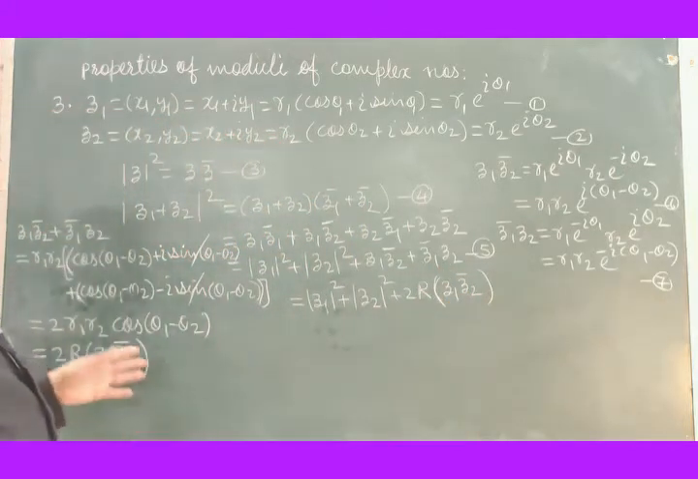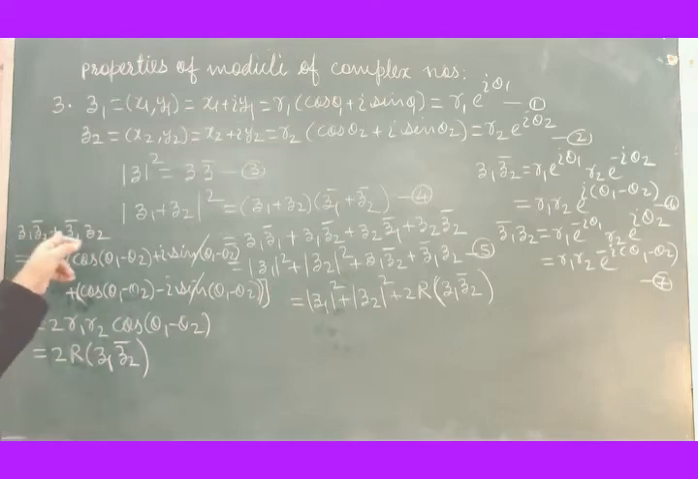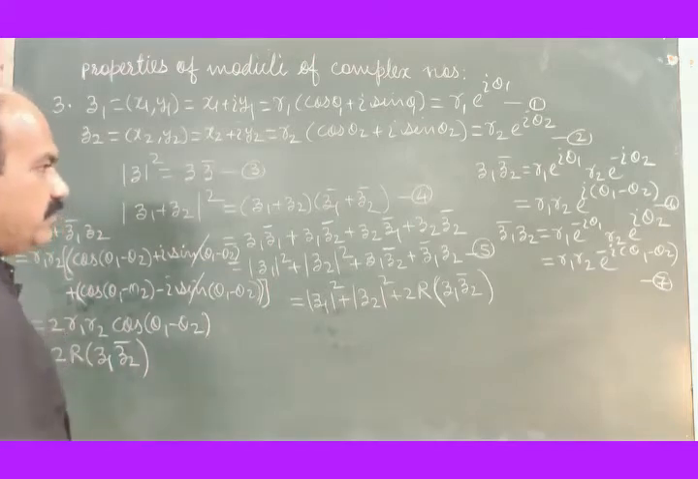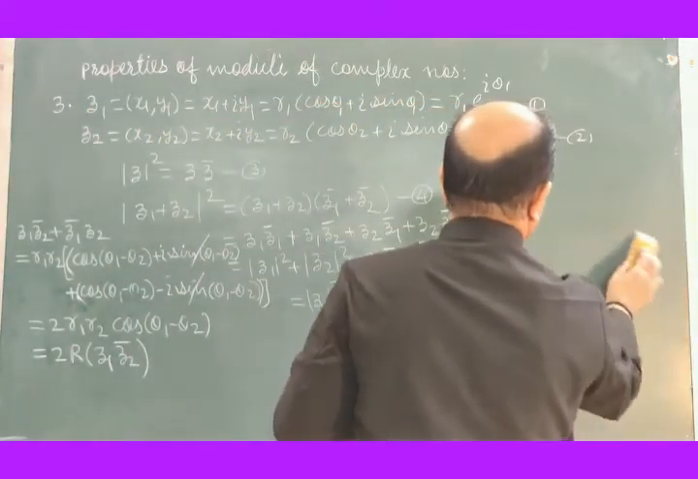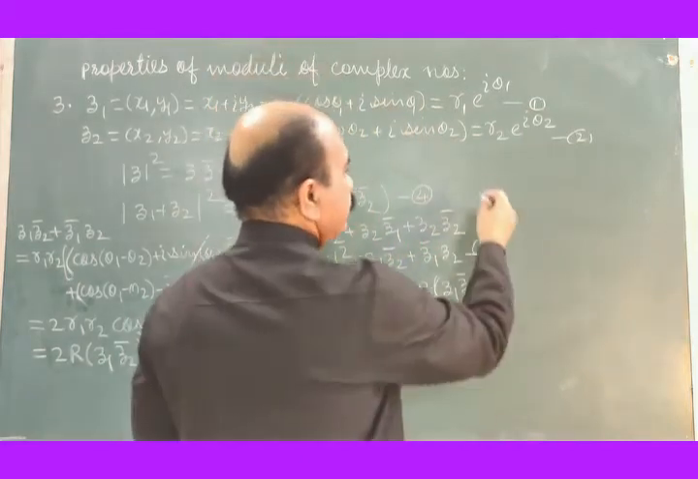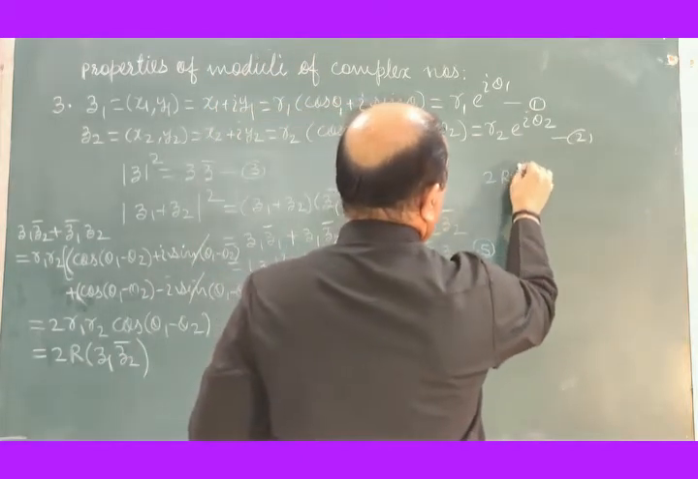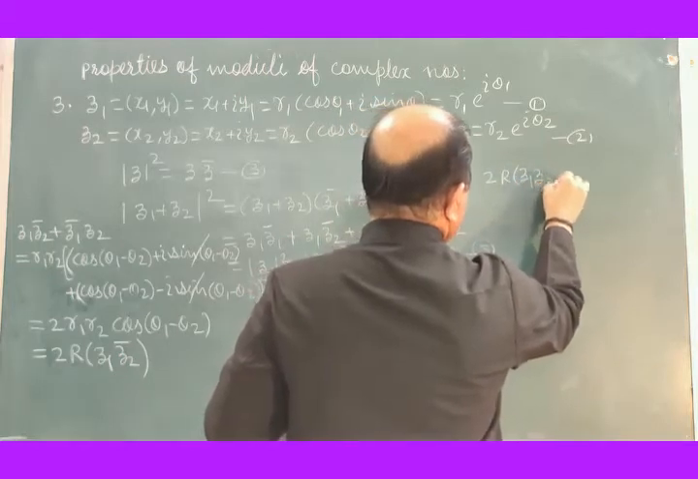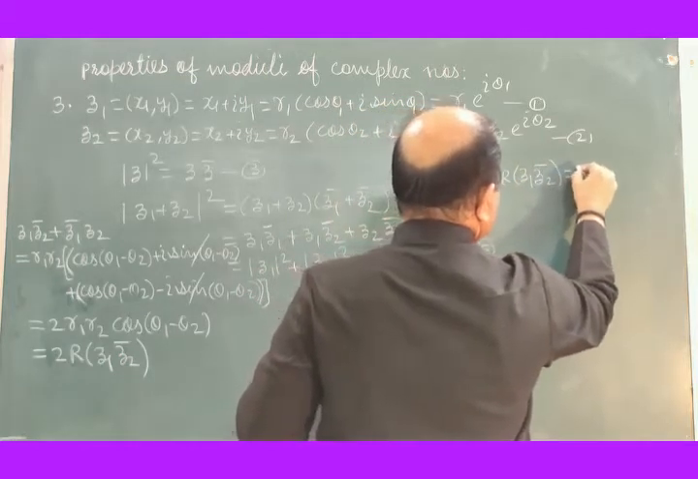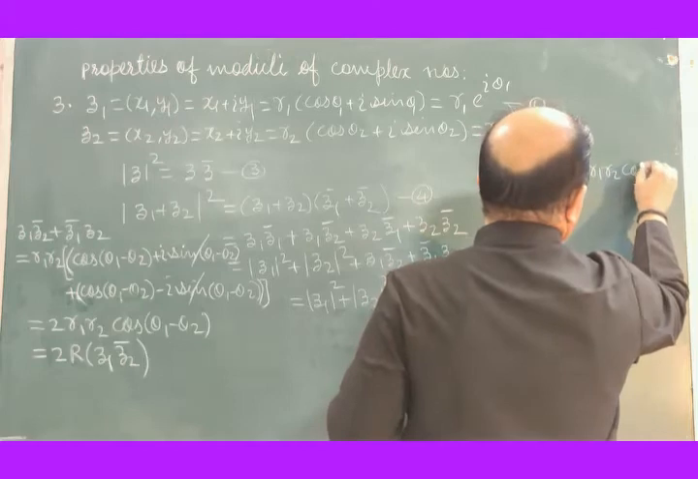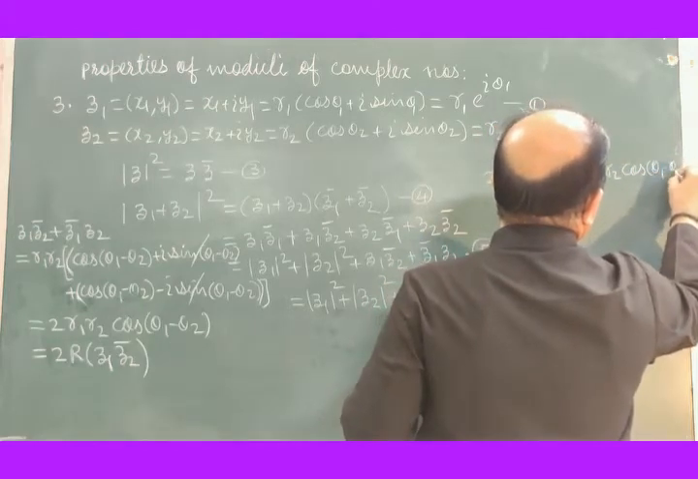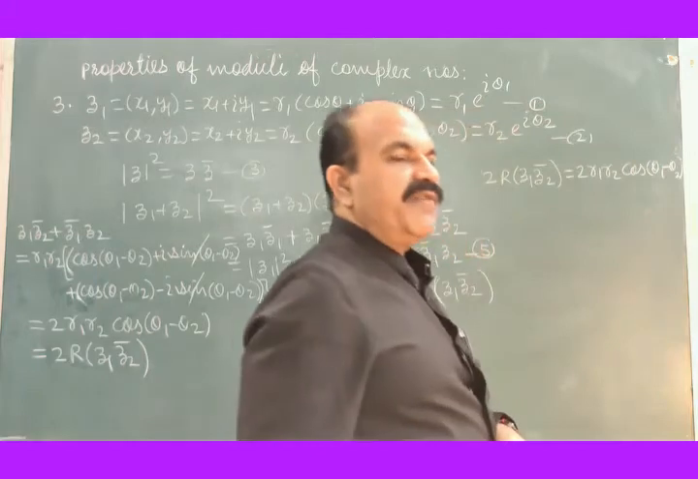So what I have written? I have written for sum of this term and this term, 2 real part of the product Z1 Z2 bar. Now, let me consider one more thing. 2 R of Z1 Z2 bar is 2 R1 R2 cos theta 1 minus theta 2.